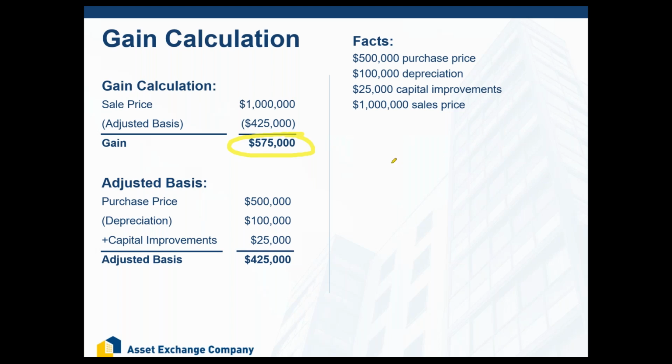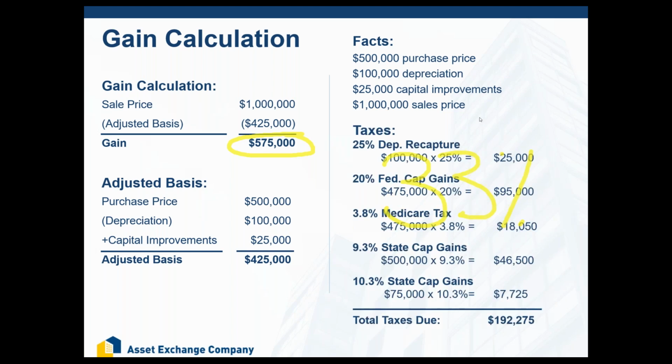Now, what's my tax rate going to be? Well, it's going to be about 33%, right? But what the CPA is going to do is he or she is going to crunch all of those numbers. They're going to say, well, geez, we've got our depreciation recapture tax, we've got our federal, we've got our Medicare, we've got our state, and they're going to come up with an exact calculation of $192,275.